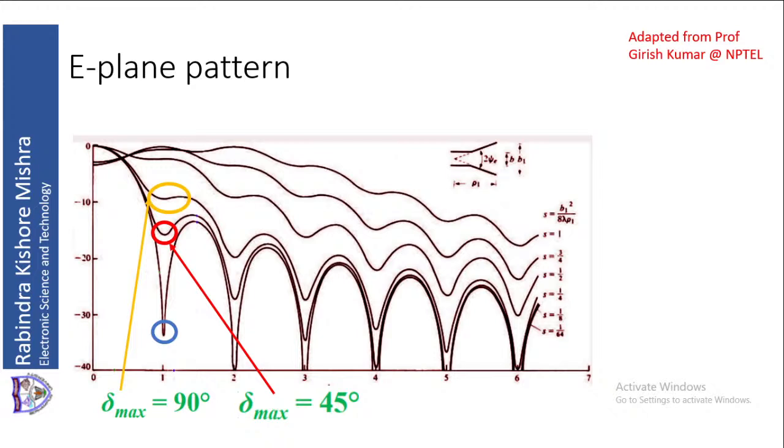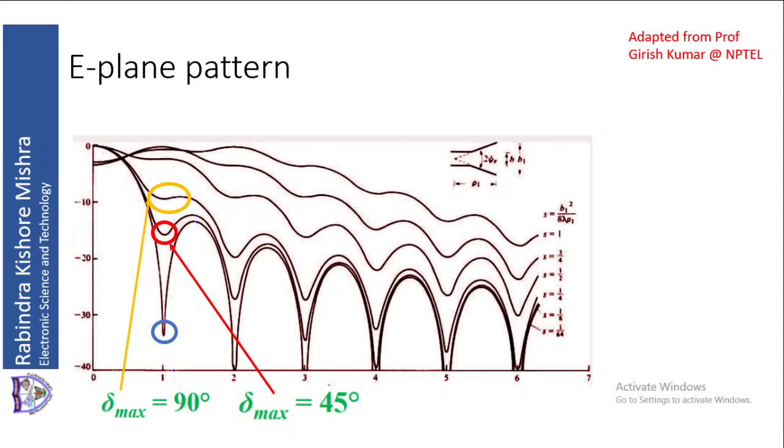So delta max, we cannot go to delta 0. That aperture will be very small, gain will not be there. To have a sufficient amount of gain, and most of the energy radiated in the desired direction, you can go to delta max equal to 45 degrees. So that is the allowed phase error that we can see.